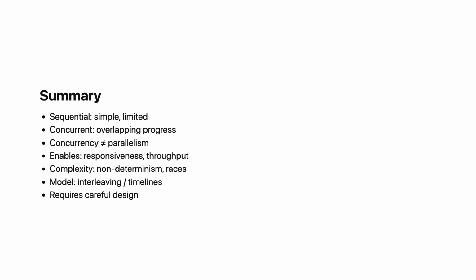Good design prevents problems before they occur. Let us summarize. Sequential execution is simple but limited. One thing at a time. Concurrent execution is multiple tasks making progress in overlapping time. Concurrency is about structure. Parallelism is about simultaneous execution.